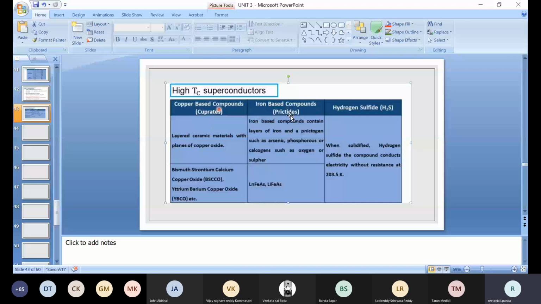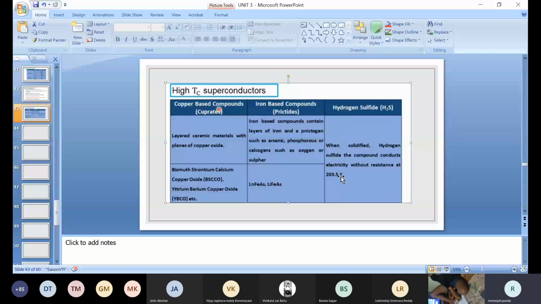Hydrogen sulfide is quite difficult to work with actually. It is volatile in nature, and to maintain the solid state of it, we need to maintain the temperature at 203.5 Kelvin, that is below 0 degree centigrade. Also, at this particular temperature, the solid hydrogen sulfide is going to show zero resistivity.